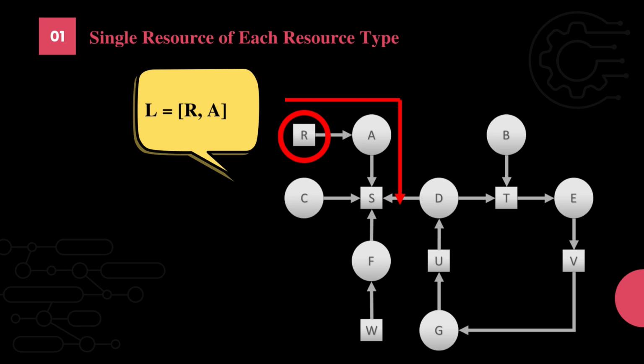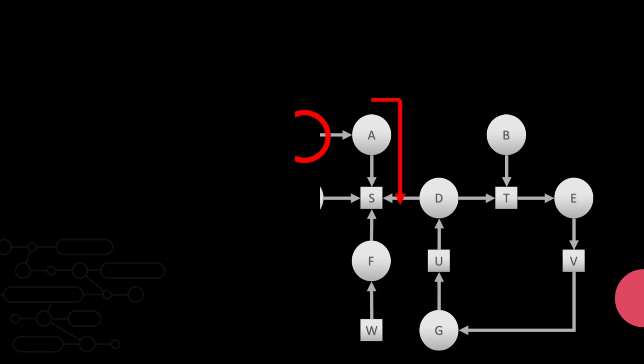Here resource R is allocated to the process A. After completion of the process A, the resource R will be free and no other process needs that resource. So here node R is not repeating, therefore no deadlock here.